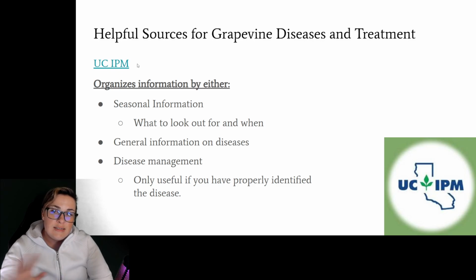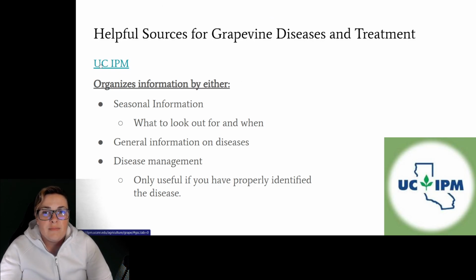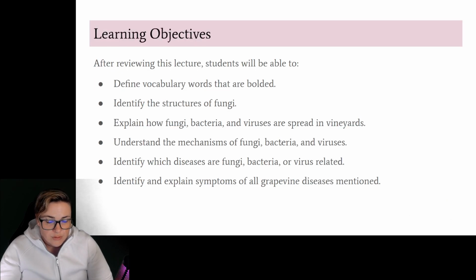Or you can go to seasonal information. So it'll be like early spring, what to look out for and when. It'll be like, okay, early spring, you're going to want to look out for powdery mildew, this, and this, and how to make a preventative work for your vineyard. They also have, like I said, general information on each disease, and then also disease management. And then we talked about how we manage pests. Very similar process with IPM. There's different levels of management for diseases as well. And of course, it's only useful if you've properly identified what disease you have in your vineyard. So highly recommend UCIPM. Great resource.